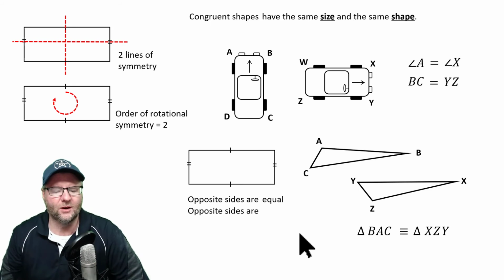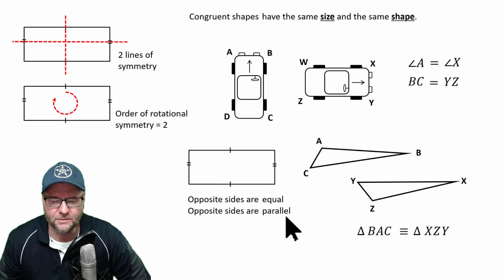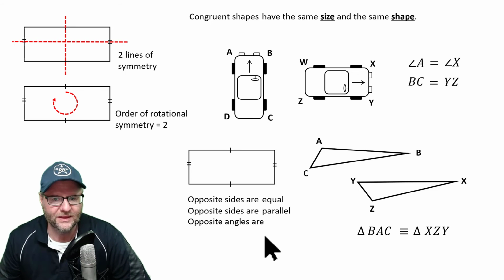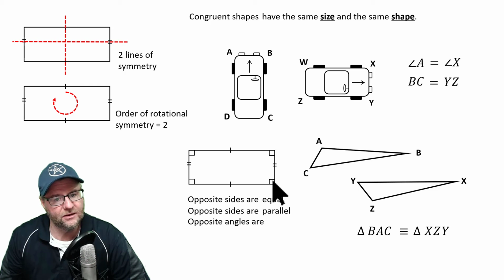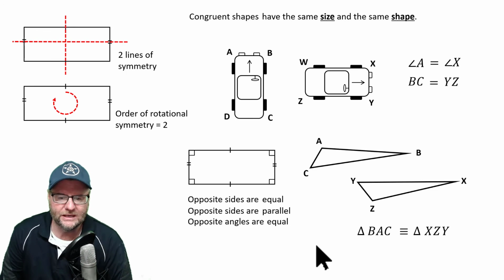What else could you tell me about the opposite sides? If you look at a rectangle, this pair of sides and this pair of sides are both parallel to each other. So in a rectangle, opposite sides are parallel. And last of all, what could you tell me about the opposite angles? Well, because it's a rectangle, I know that each of these angles is 90 degrees. So what do we know about the opposite angles? That angle is the same as that angle. That angle is the same as that angle. So opposite angles are equal to each other.